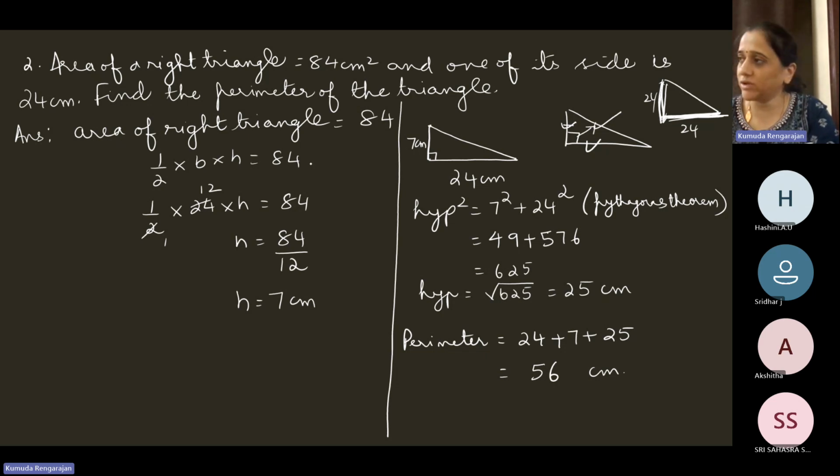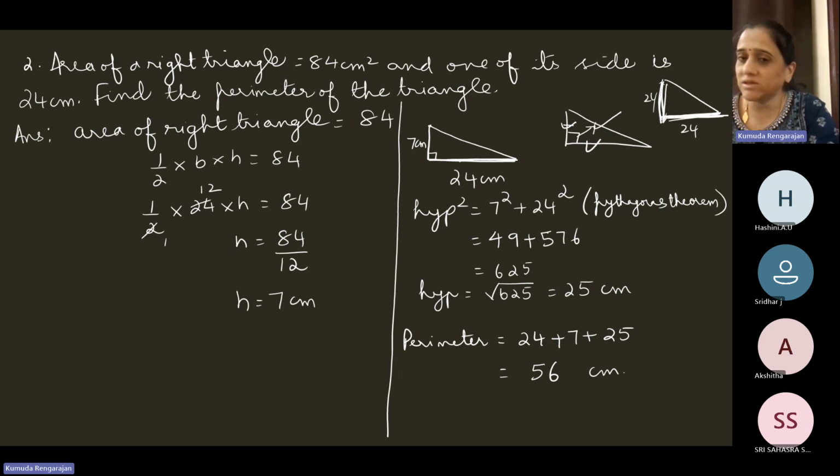Half base into height is equal to 84. I've taken this as the base, 24. Half into 24 into h, which we do not know, is equal to 84. On working this, you find the value of h. So the other leg is 7 centimeters.